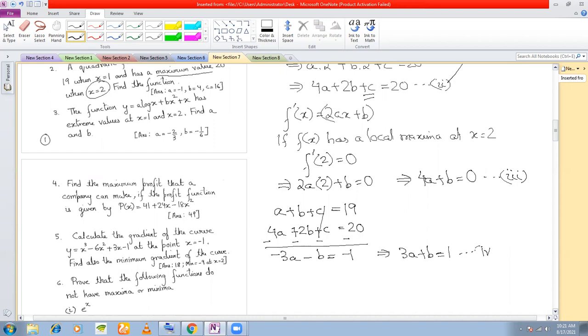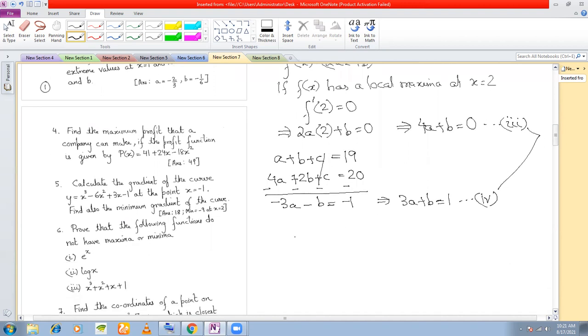Call this 4. Now in order to solve for a and b, we can use 3 and 4. How to solve these two? Subtract 4a plus b, 3a plus b. This is equal to 0. This is equal to 1. Subtract these two equations. This cancels. So you get 4a minus 3a, and this is equal to minus 1. That means you get a is equal to, you are getting here, a is equal to minus 1.